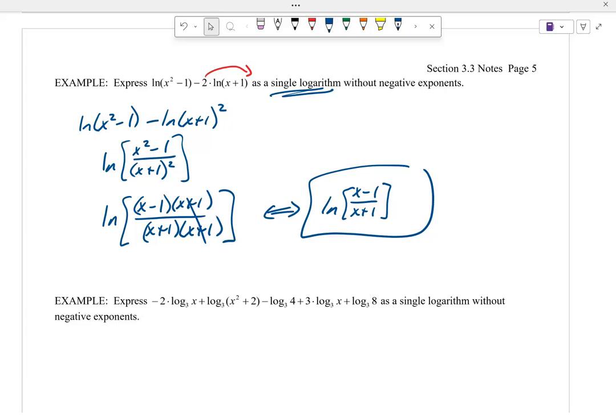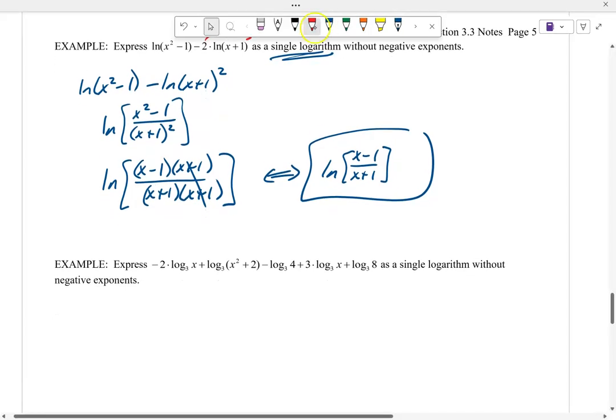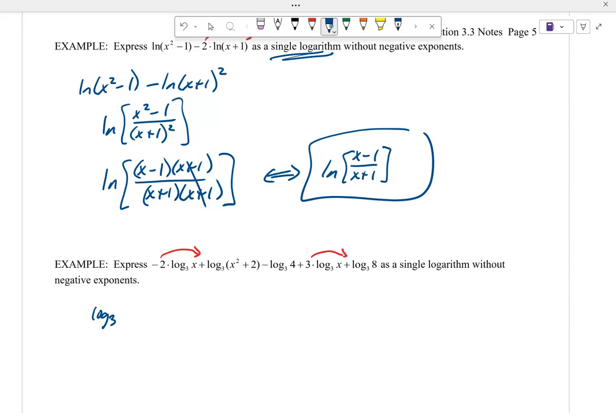This next one, we're going to go ahead similarly. Let's take that up. So we've got log base 3 of x to the negative 2 plus log base 3 of x squared plus 2 minus log base 3 of 4 plus log base 3 of x to the 3rd plus log base 3 of 8.